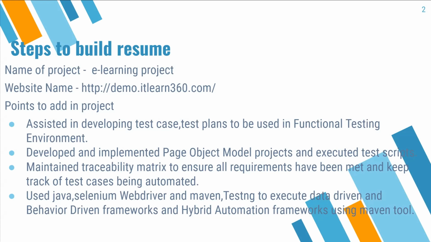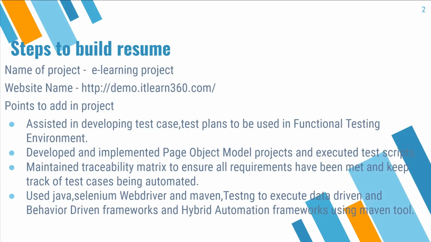First, you need to give the name of the project, basically what type of project it is. The one that we have built frameworks on is an e-learning project. So we can say it's an e-learning project. And again, the website name, this is the website that we tested, so one can easily figure out what type of website it was and how it looks. Now, what points to add? We'll go step by step.